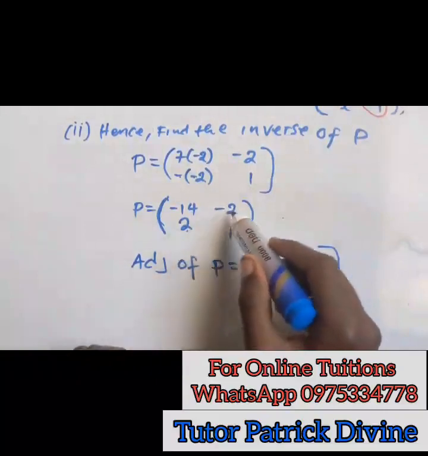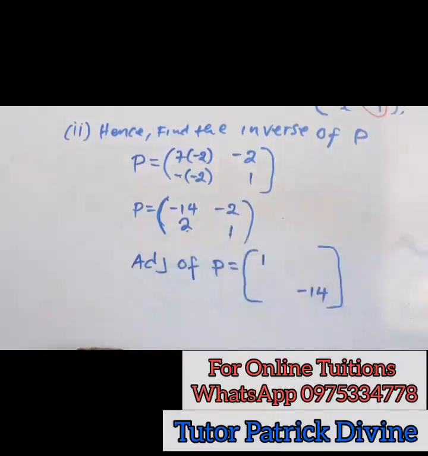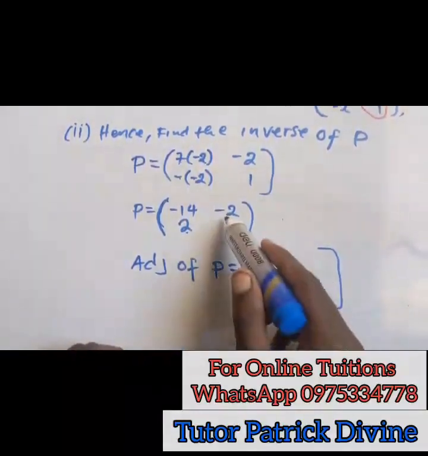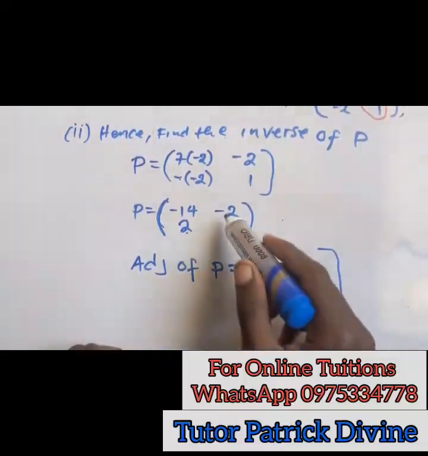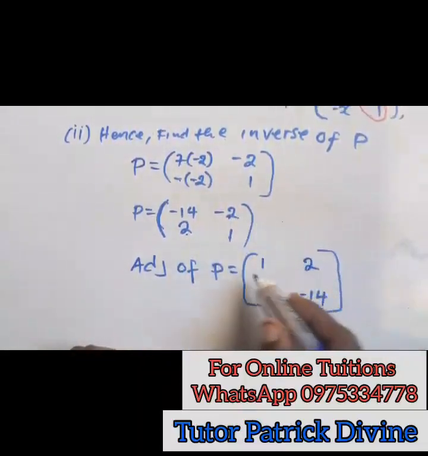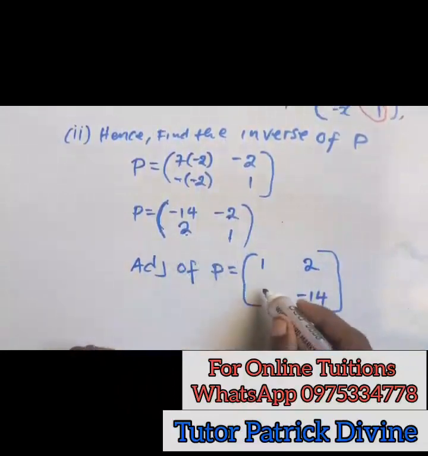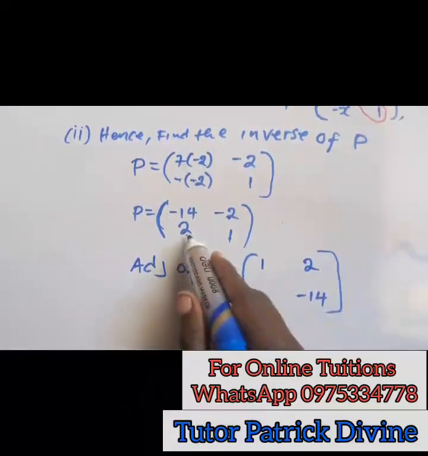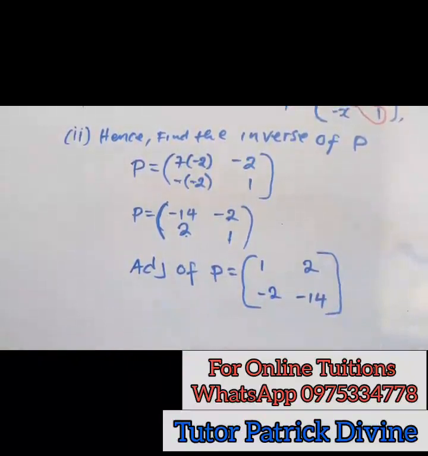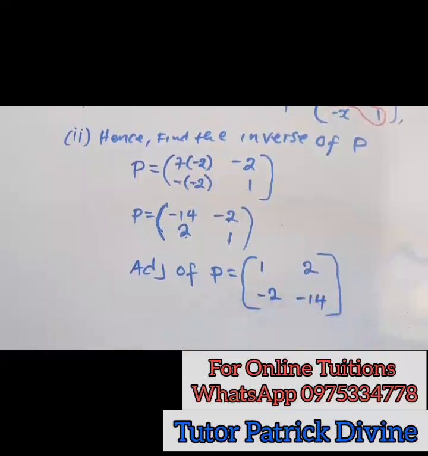The next thing that you need to do is that those numbers in the minor diagonal are supposed to exchange their signs. If this one is positive, it becomes negative. If this one is negative, it becomes positive. I hope you are getting it. That is what you are supposed to do.